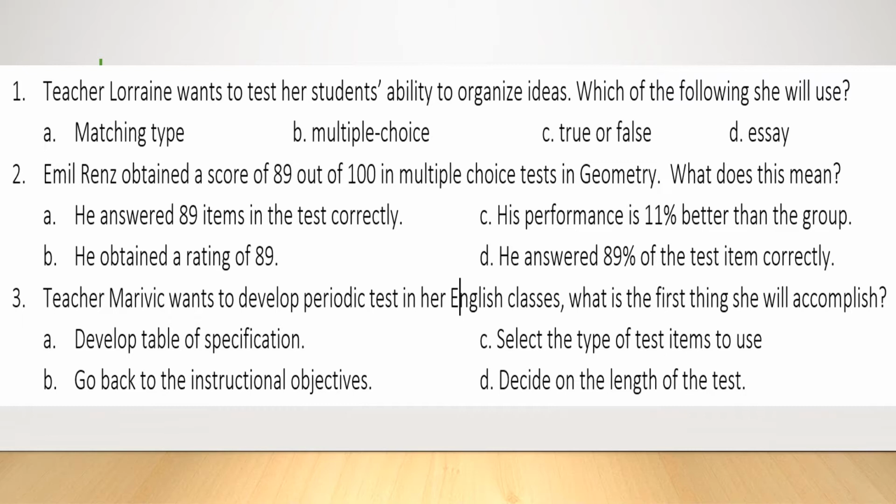Number two, Emil Renz obtained a score of 89 out of 100 in a multiple choice test in geometry. What does this mean? So 89 out of 100 ang nakuha ang correct answer ni Emil from the test given to them in geometry. So unsa may implication ani? Letter A, he answered 89 items in the test correctly. B, he obtained a rating of 89. C, his performance is 11% better than the group. D, he answered 89% of the test item correctly.